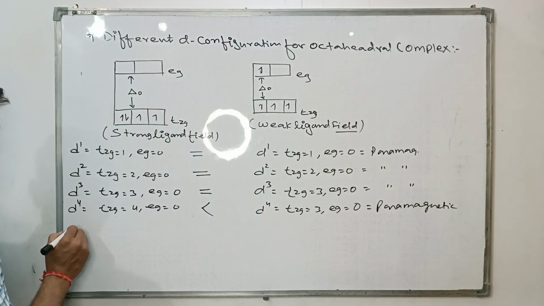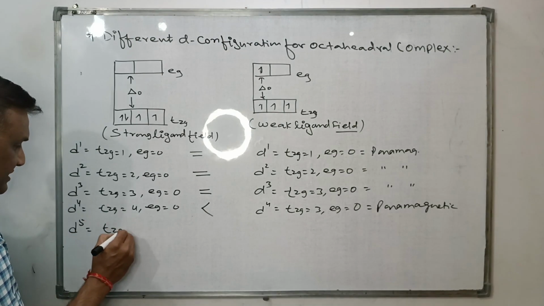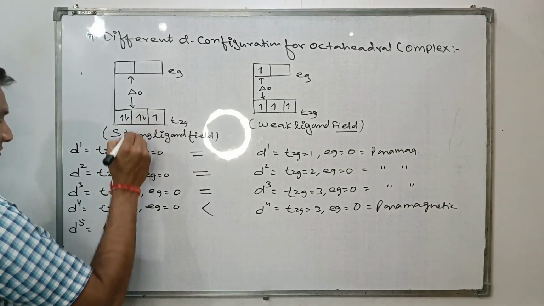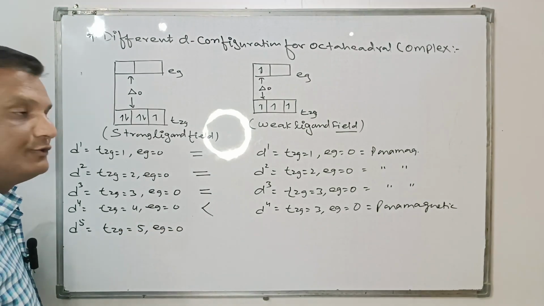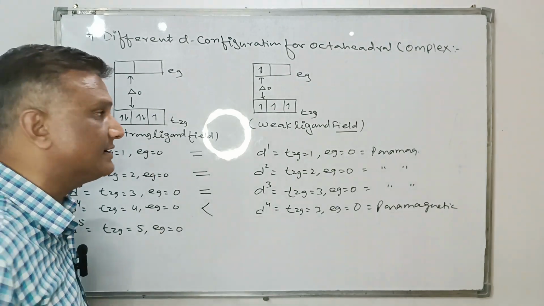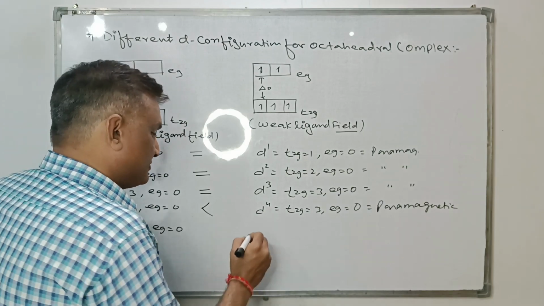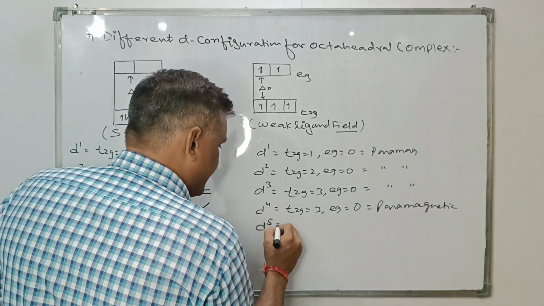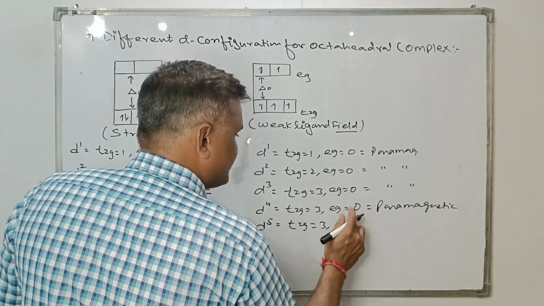Now it's time to discuss the d5 electronic configuration. This is t2g is equal to your 5th electron and eg is equal to again 0. Due to the presence of 1 unpaired electron, it will again be paramagnetic. For this, the 5th electron will be over here, so d5 will be t2g 3 and eg is equal to 2.